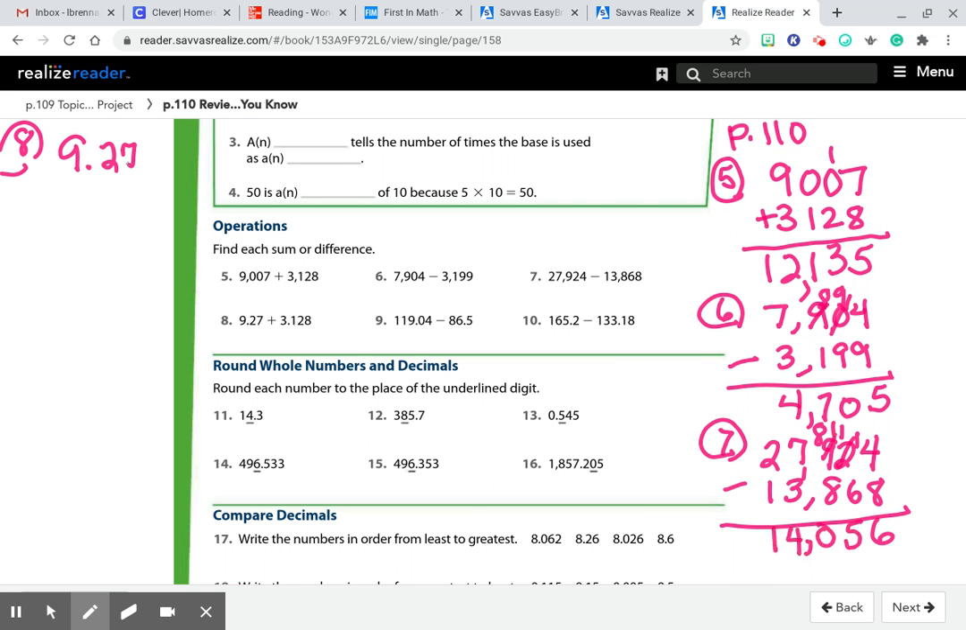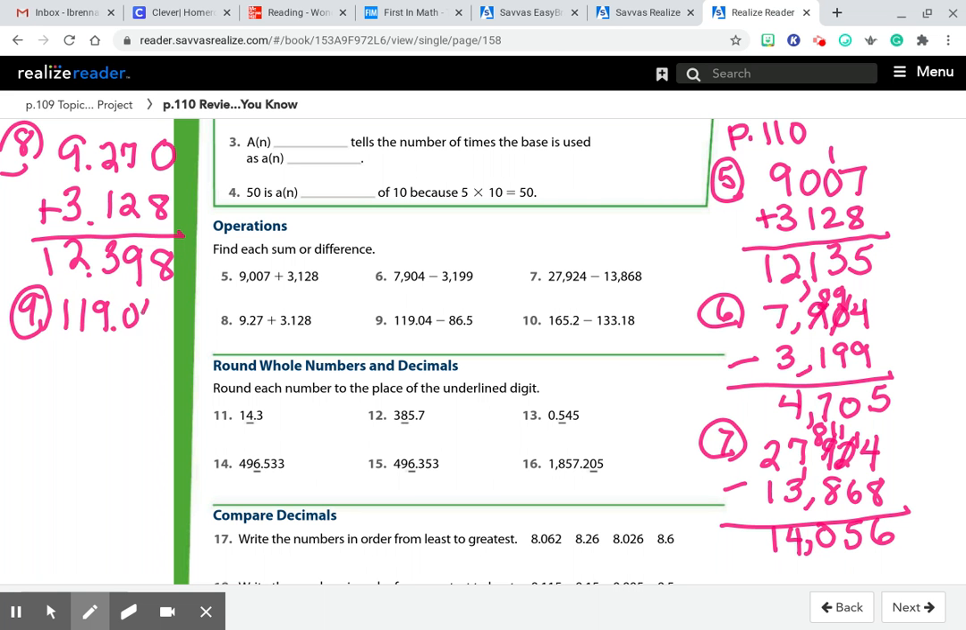Number 8. 9.27 plus 3.128. And I am adding, and remember, I can annex 0. 8 plus 0, 7 plus 2, 2 plus 1, and 9 plus 3. 12 and 398 thousandths.